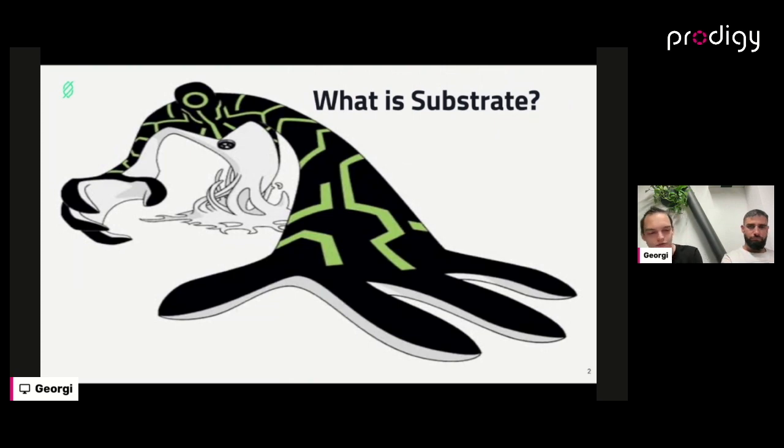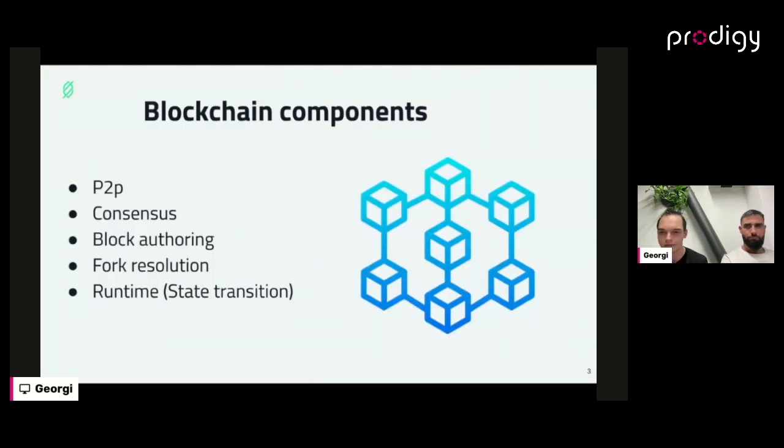So without further ado, let's look at the blockchain components. So here we have a list of components that exist in every single blockchain. This list is not complete. Those are not all the things that make a blockchain. Those are just some of the most fundamental and important to understand.